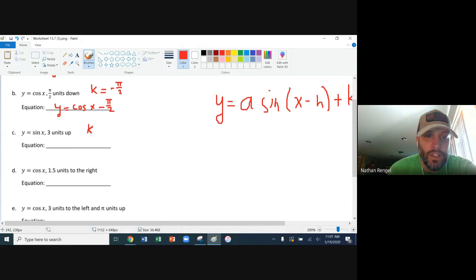Heading down to number 3, 3 units up, that's going to mean that I have a k value of plus 3. So very simply, we got y equals sine x, and no h value, so it's just going to be plus 3. Cosine, 1.5 units to the right, that means that I have an h value of 1.5. Which means now I'm going to have y equals cosine, and in parentheses, because that's where my h value is going to go, x minus 1.5.